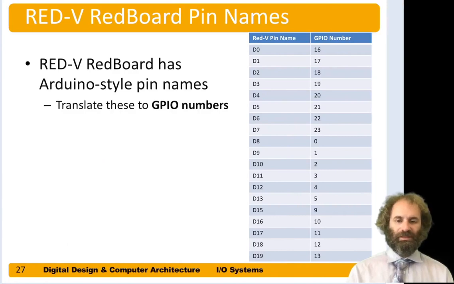You need to be a little bit careful if you're using the RED-V red board instead of the Thing Plus, because the numbering on the board is different than the numbering of the GPIOs. It's Arduino style, but it's pretty confusing if you're writing programs with respect to the GPIO numbers. So the pin named 0 is actually GPIO 16, the pin named 1 is GPIO 17, and so on. Pin named 8 is GPIO 0.